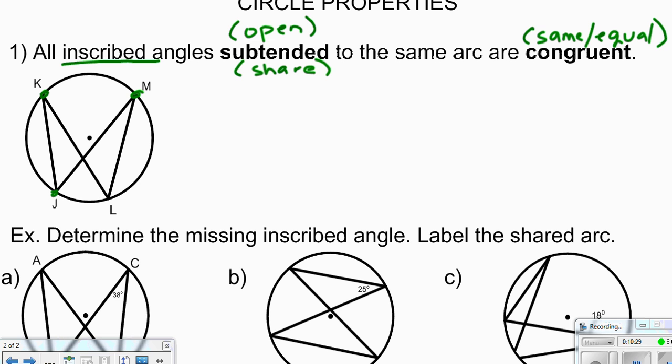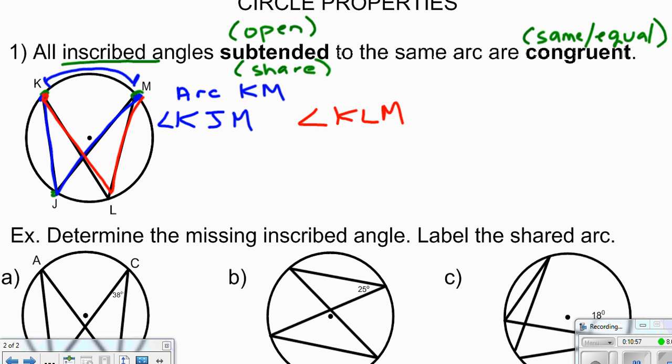So basically what that's saying is if I'm looking at arc KM, I can have two inscribed angles that start and end at K and M. I can have angle KJM, and I can have angle KLM. And so these angles will be equal. They will have the same value.